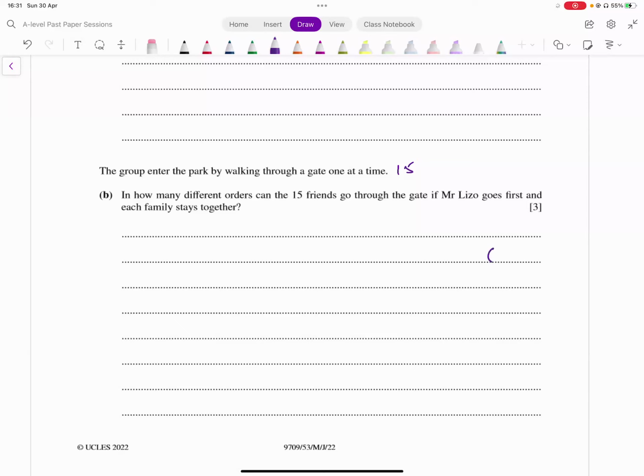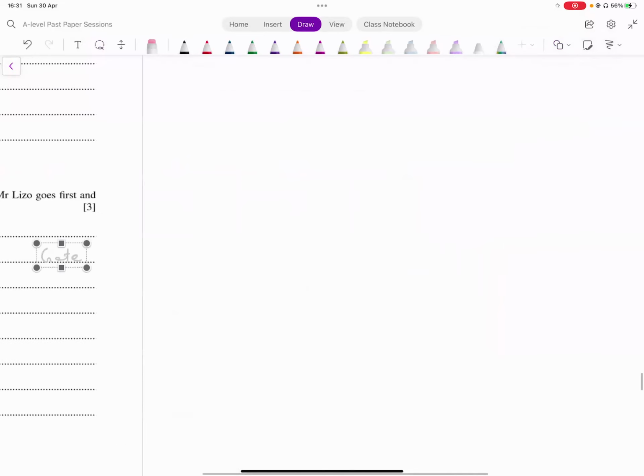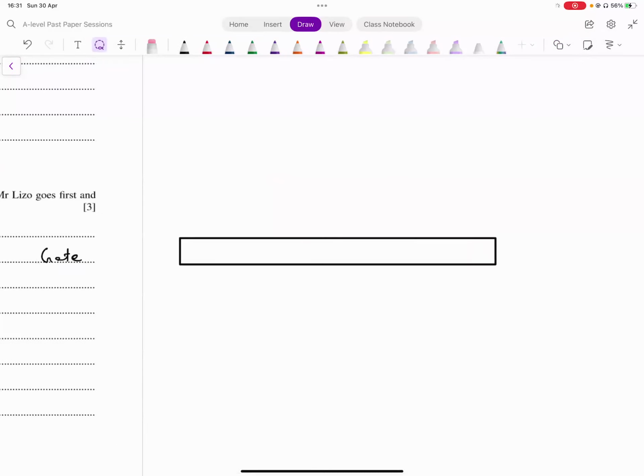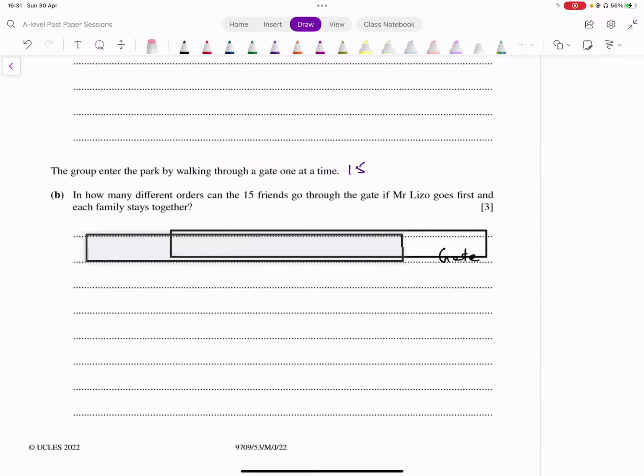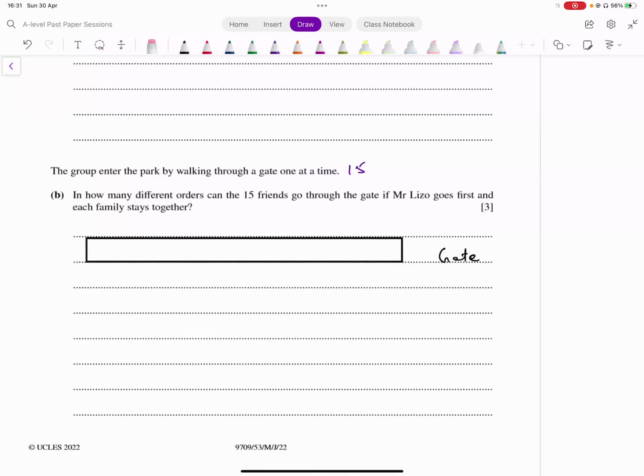Let's say this is the gate. इस gate के through जाना है, right? And there are 15 of those people. Let's represent those people with boxes. Boxes representation यहाँ पे हम use कर लेते हैं. Okay, so there are 15 boxes in total initially. Okay, let me just draw those 15 boxes.